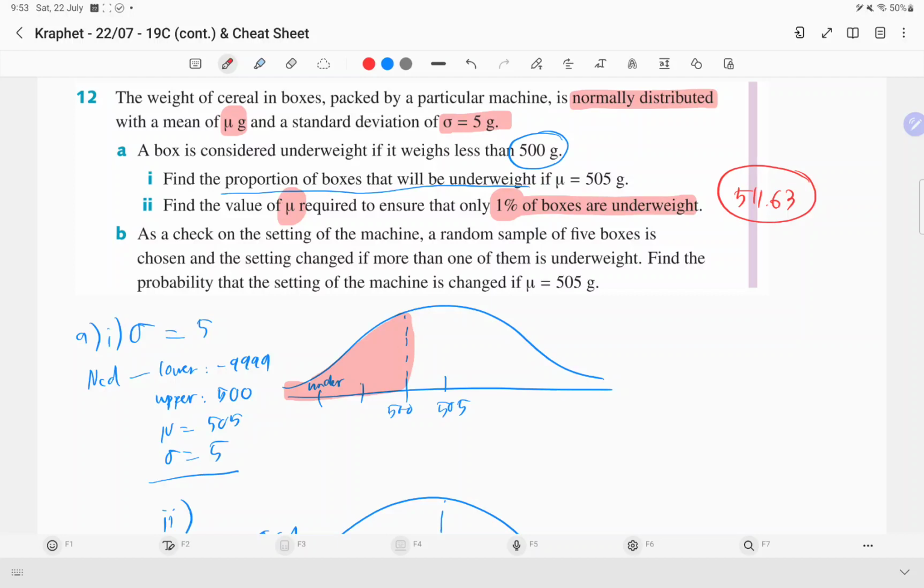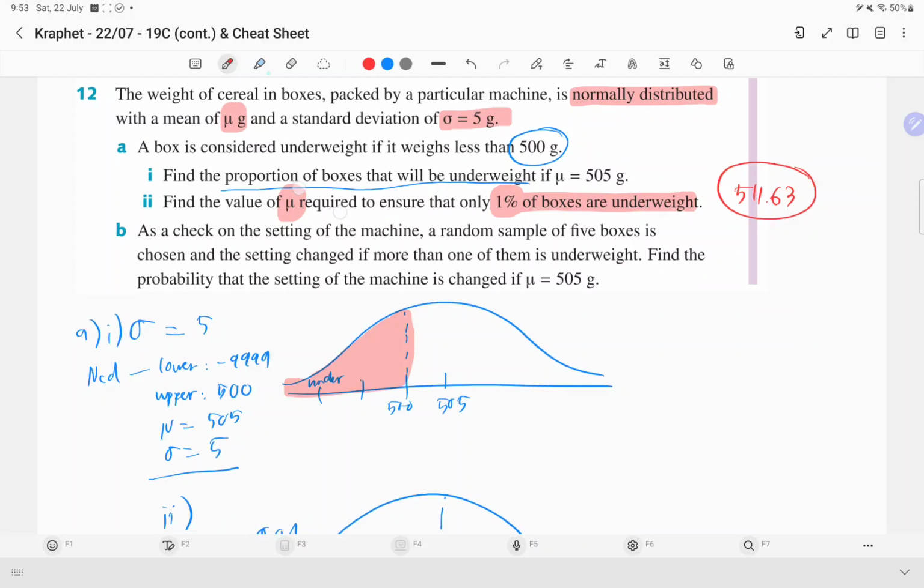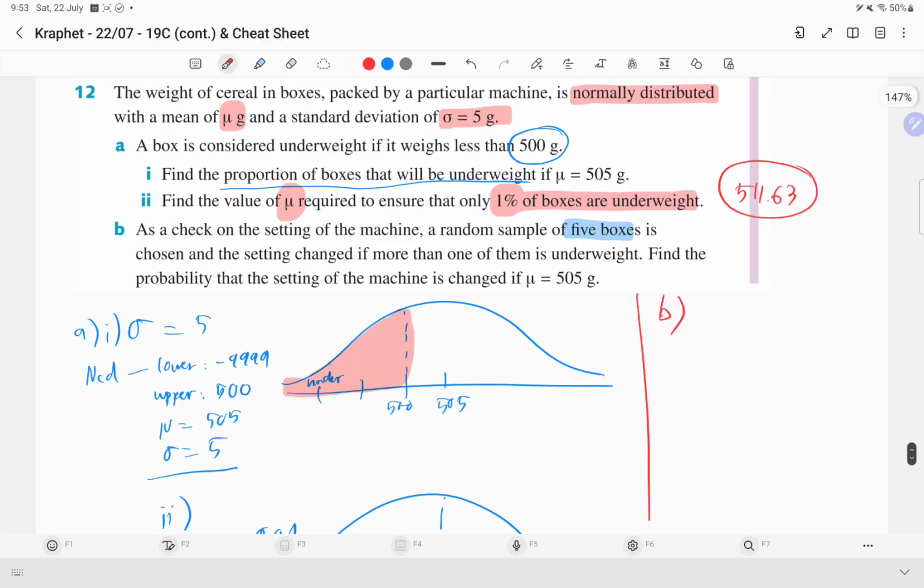Last one, question B. As a check on the setting of the machine, a random sample of 5 boxes is chosen, and the setting is changed if more than one of them is underweight. Find the probability that the setting of the machine is changed if the mean is 505. All right, how do we do question B? Peter, any idea? It's binomial again. What are the parameters?